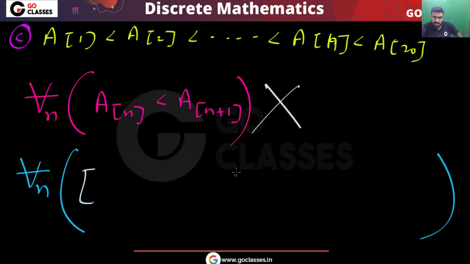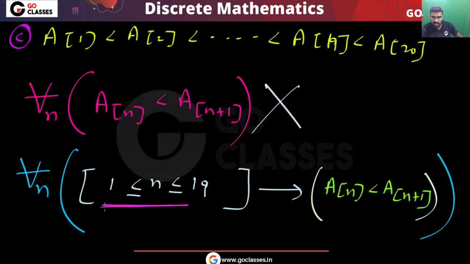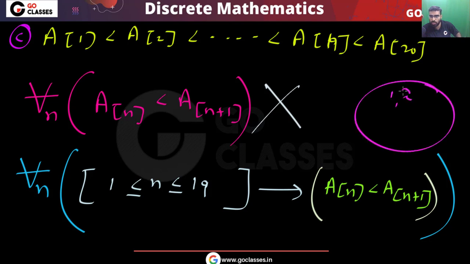if this n is from 1 to 19, then there is no problem. Now I can say that an is less than an plus 1. So this is the correct answer. See what I am saying: for all n, if this n is from 1 to 19, whatever value of n you take, this is your domain. In the domain you have 1, 2 and so on, 19, 20. So n refers to this domain.